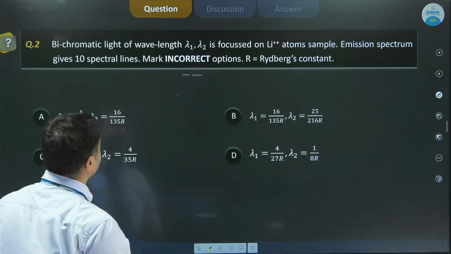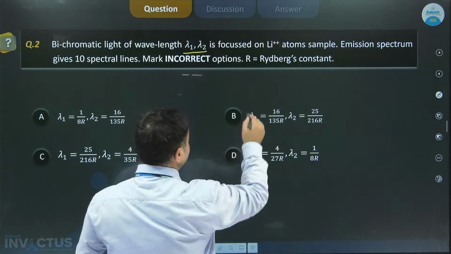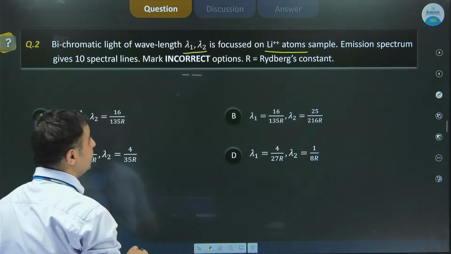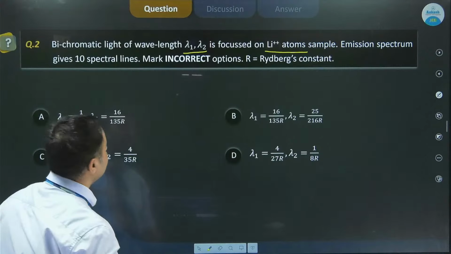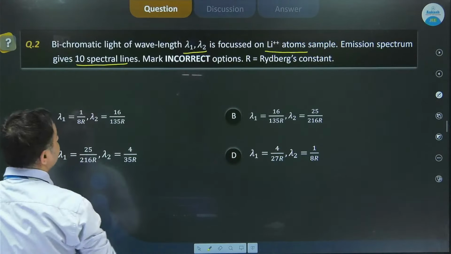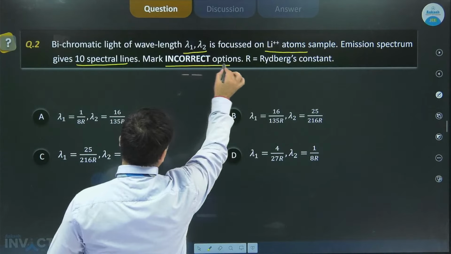Bichromatic light of wavelength lambda 1 and lambda 2 is focused on Li2+ atom sample. तो मान के चल रहे हैं कि Li2+ जो है ग्राउंड स्टेट में होगा. Emission spectrum gives 10 spectral lines. Mark incorrect option. यहाँ पर अपने को incorrect option mark करना है.